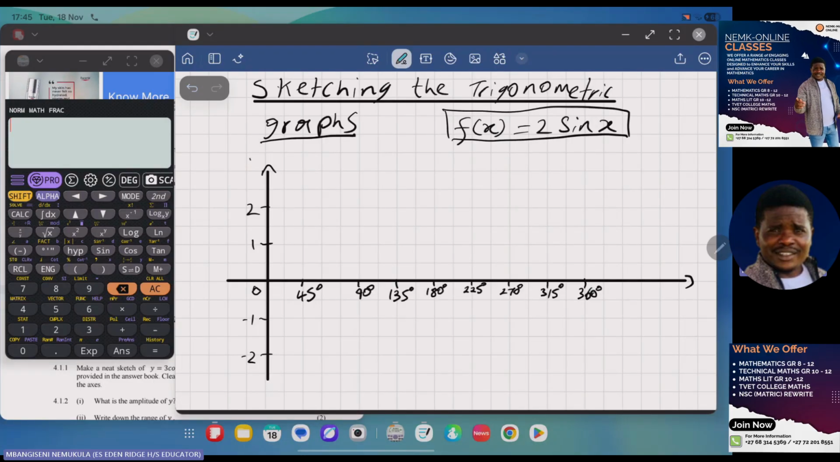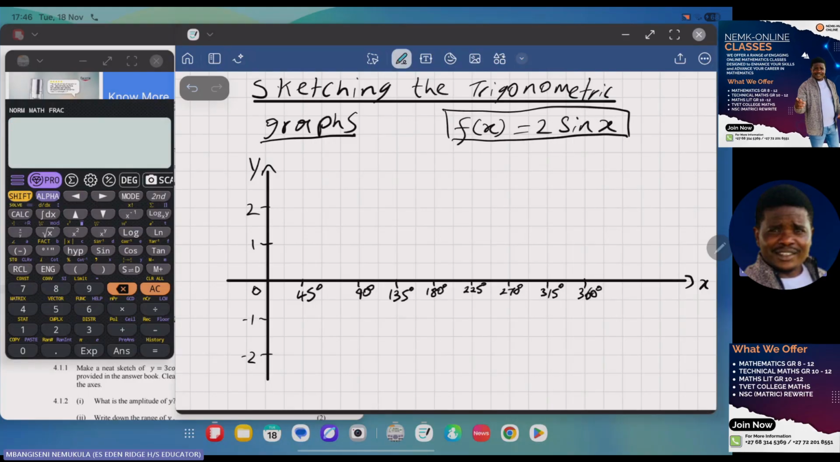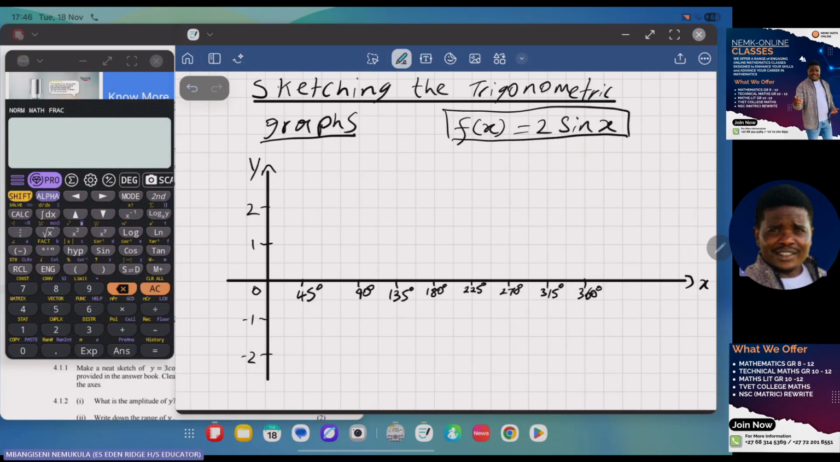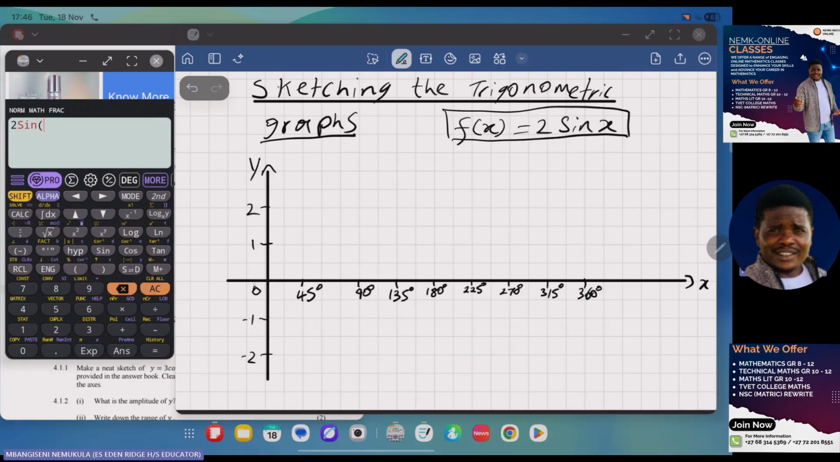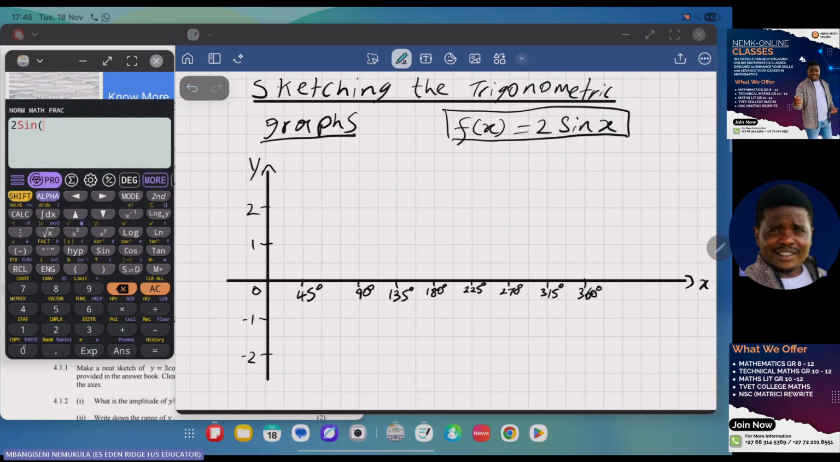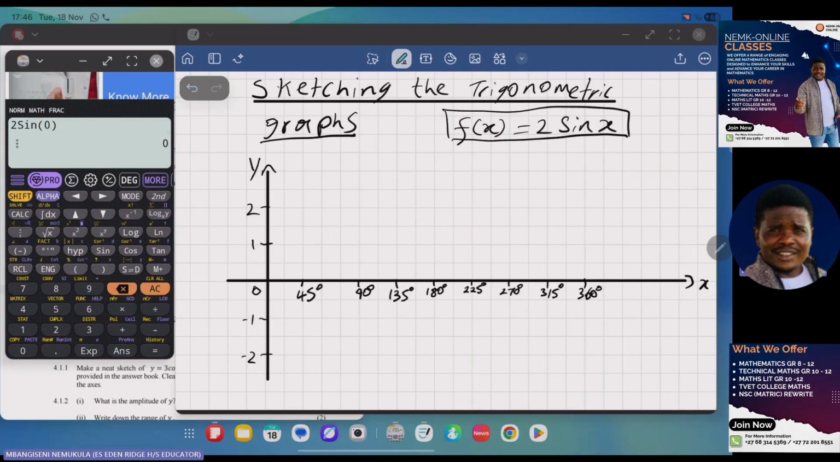As you can see on our left hand side, we have our calculator ready. We're going to go to the calculator and punch the function, which is 2 sine, and where there is x, we're going to put the values of x as we see them here on the x-axis. The first value is 0, so we put 0 there, close, and then we see the answer. The answer is 0.